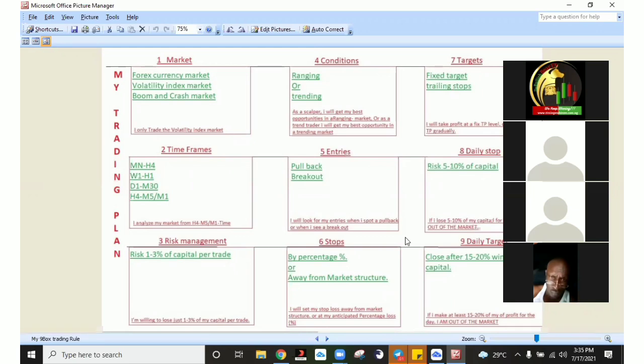Place your stop losses. Number 1, you have by percentage amounts. That is, you have figured out how much 1 or 3% is worth to your account. So if you want to set your stop loss, you're setting it in accordance to the percentage you're willing to lose. That is it, number 1. Or away from market structure. Where do you want to set your stop loss?